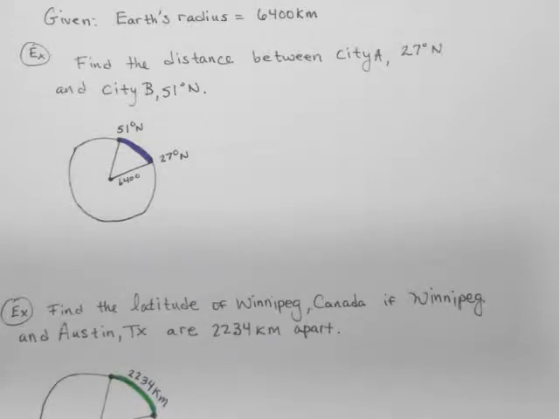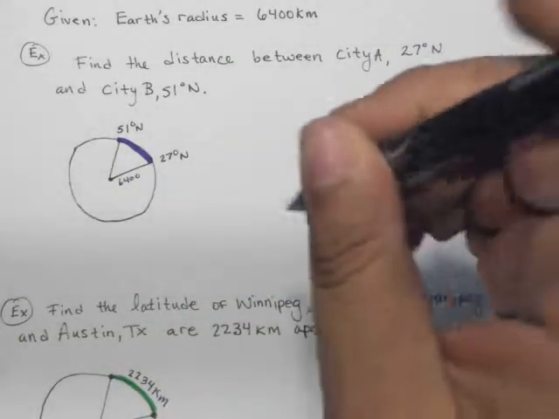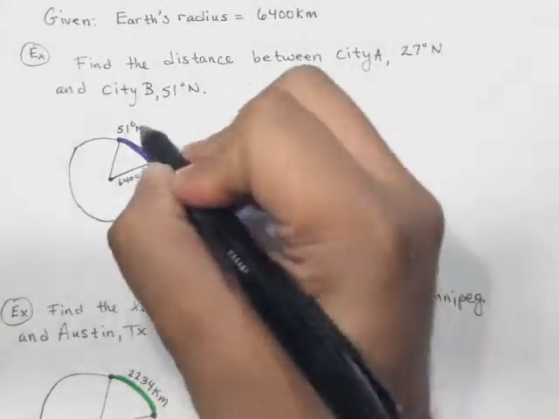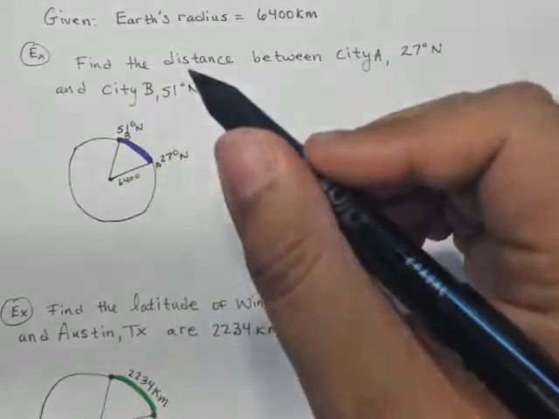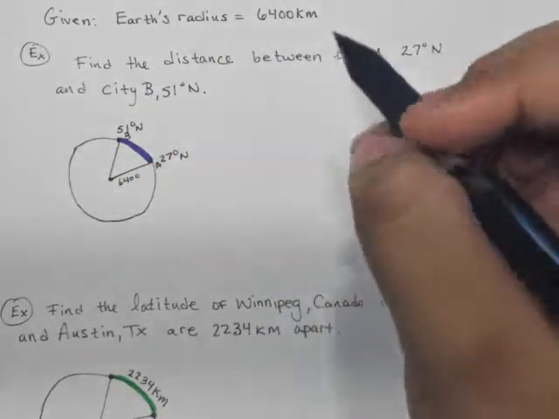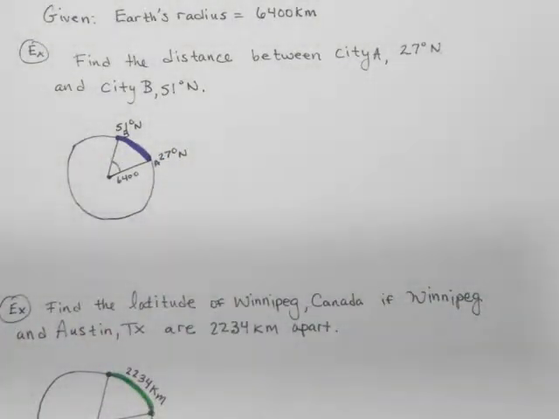Okay, so now we're going to take a look at some applications of arc length and what we can do with that. So in the following two examples, we are given that the Earth's radius is approximately 6,400 kilometers. What we're going to do is find the distance in the first example between city A and city B. City A is right here and city B is right here at 27 degrees north and 51 degrees north respectively. So what we're going to do is compute first the angle between the two cities.